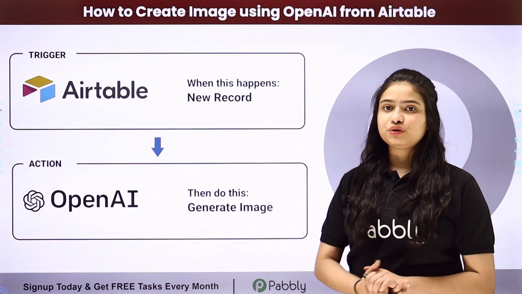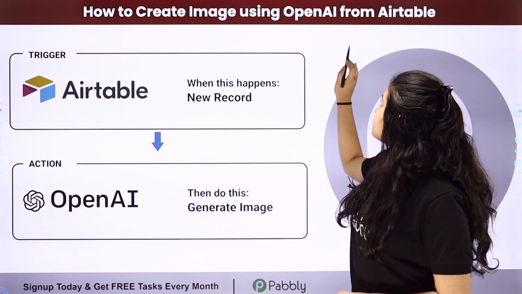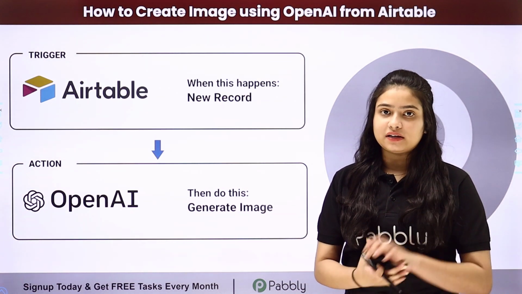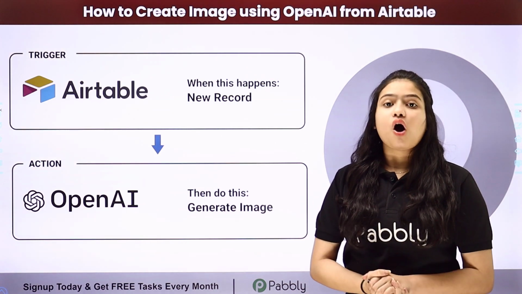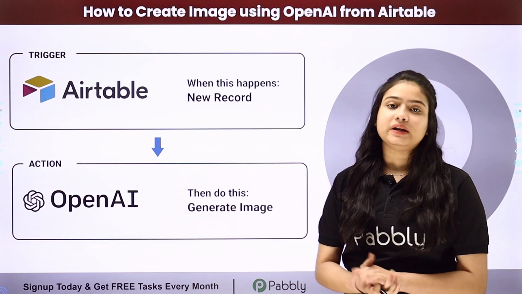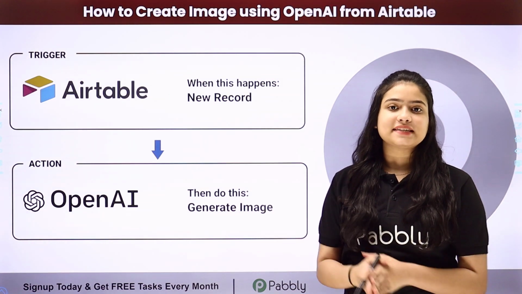In this video, we are going to learn how to create an image using OpenAI from Airtable. I want that whenever I add a new title, a new prompt, in my Airtable base, an image should automatically be generated by using that same prompt with OpenAI. So how are we going to automate this entire process?